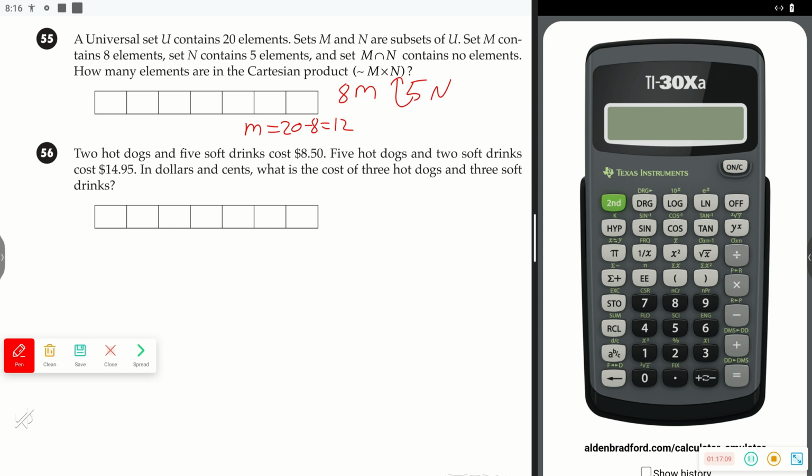And then this equation, not in M equals 12. So then we do 12 times 5, which should equal 60, right? Is that the answer? I think the answer is 60. Let's look real quick. That one might take a little while to wrap your head around. You might have to read it a few times.